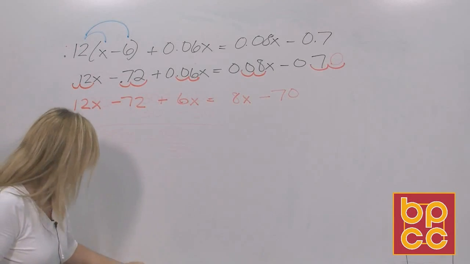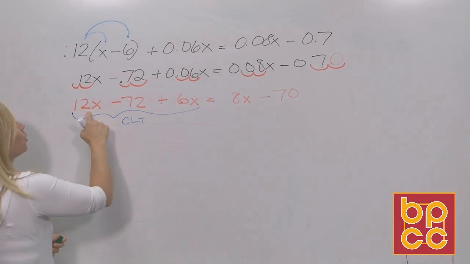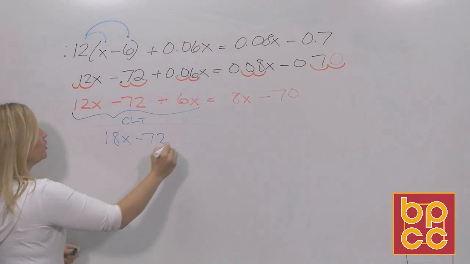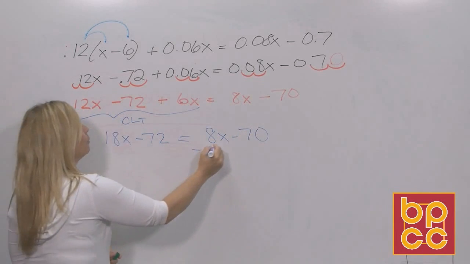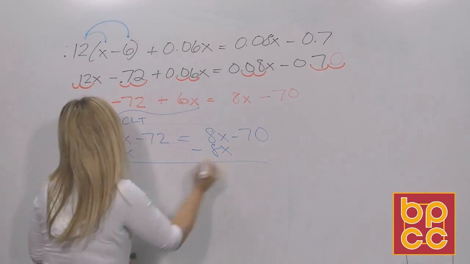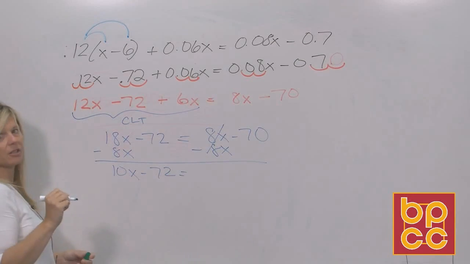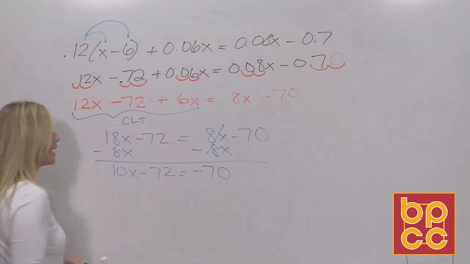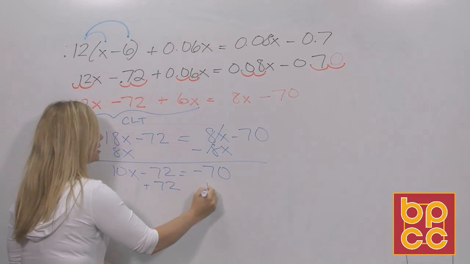Now, step 3, we're going to collect like terms. So we have a CLT here. 12x and 6x is 18x minus 72 equals 8x minus 70. We're going to move our variables always in what direction? To the left. 10x minus 72. This is going to cancel. Additive inverses. Remember, adding the opposite cancels. Got a negative 70. We're going to move our numbers to the right by doing the opposite.